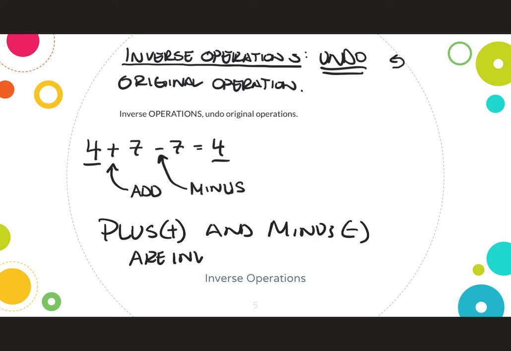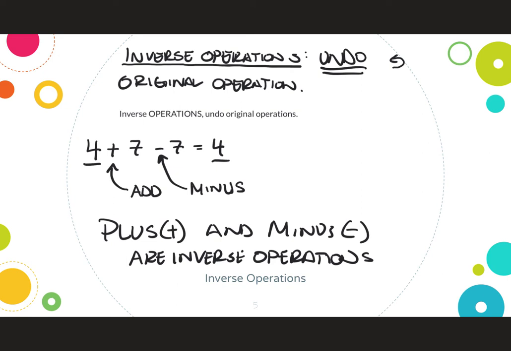are inverse operations, meaning they undo each other. So again, I'll give you a second to write that in. Plus and minus are inverse operations. They undo each other. Again, if my pauses aren't long enough, just pause the video for a second and write it down. There's no time limit on how long you need to watch this video.